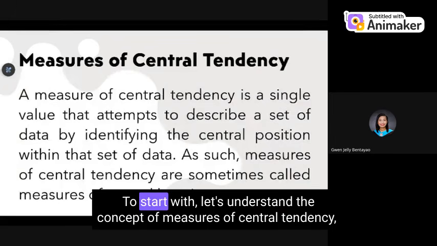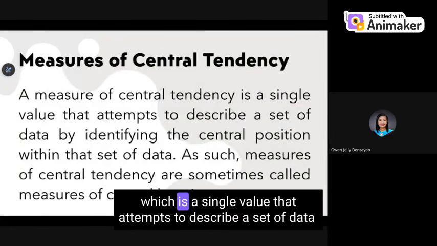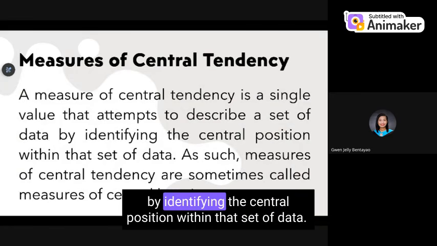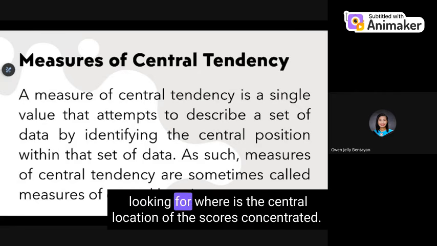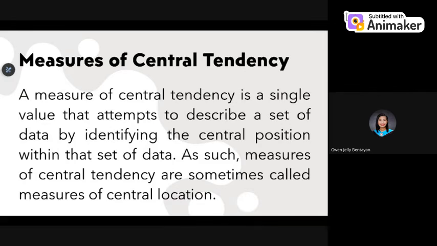To start with, let's understand the concept of measures of central tendency, which is a single value that attempts to describe a set of data by identifying the central position within that set of data. If we compare it with measures of variability, we are looking for where the central location of the scores is concentrated.